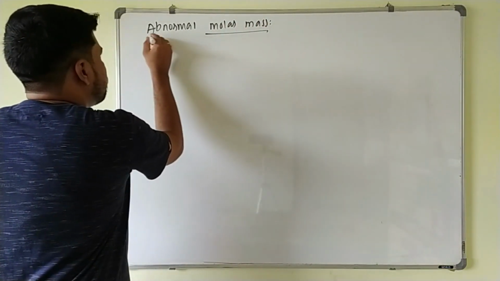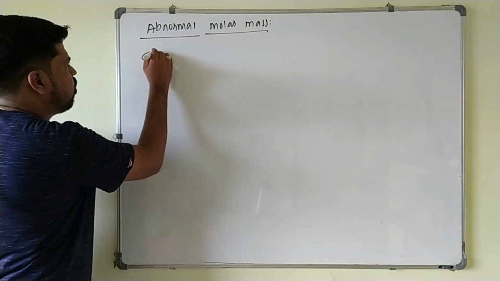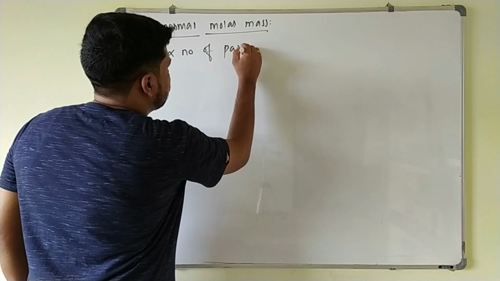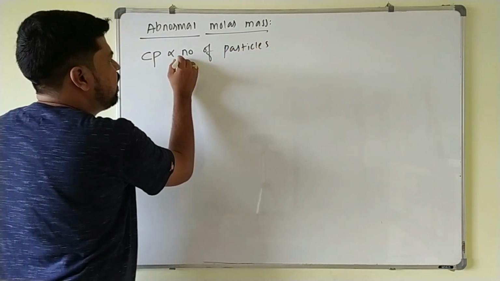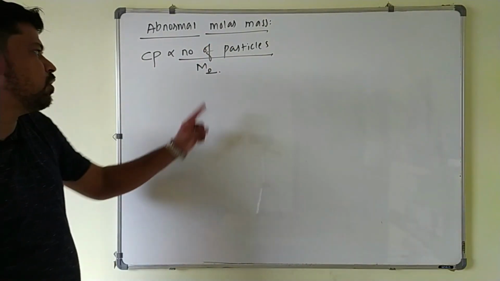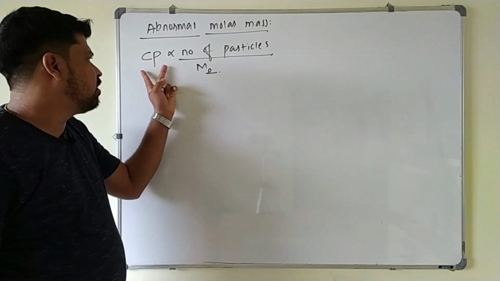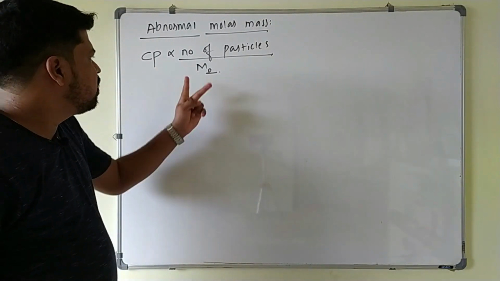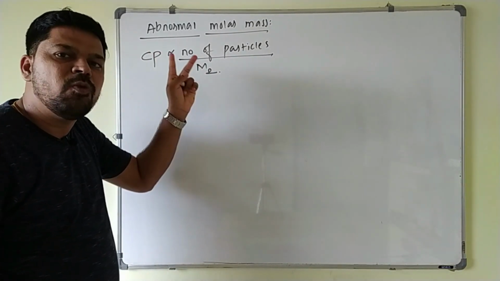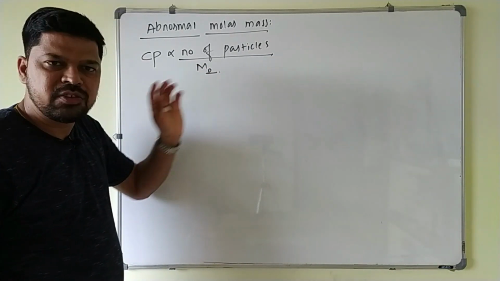Okay, so here we already know that these colligative properties are directly proportional to the number of particles irrespective of their nature, and they are inversely proportional to the molar mass of the solute. M2 is the molar mass of the solute here, and this colligative property is used to calculate the molar mass of the solute. This molar mass of solute calculated by using colligative property will be correct only when the added solute does not undergo dissociation or association.